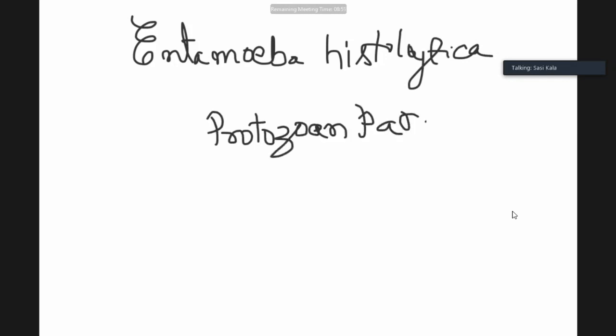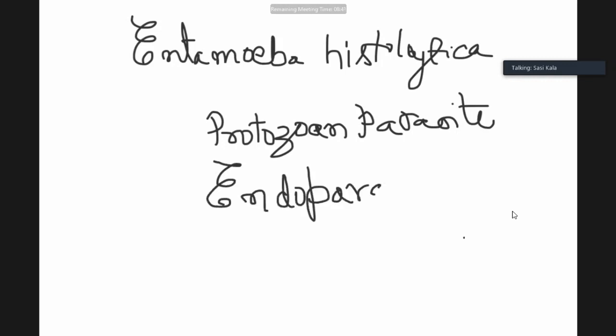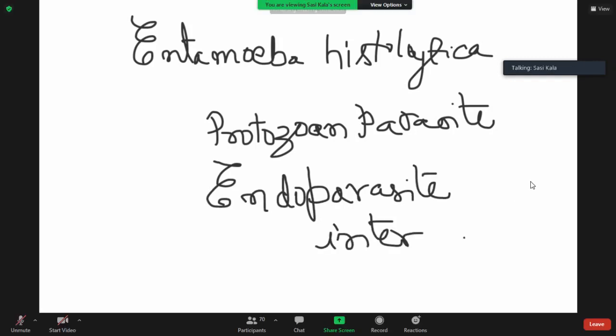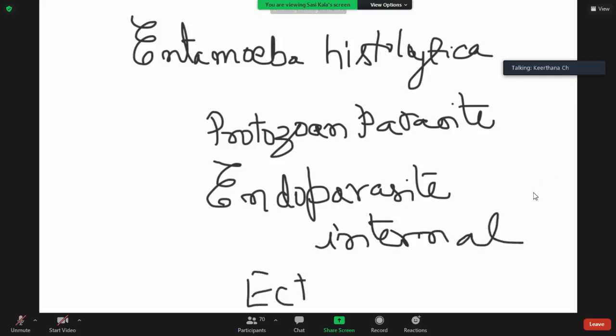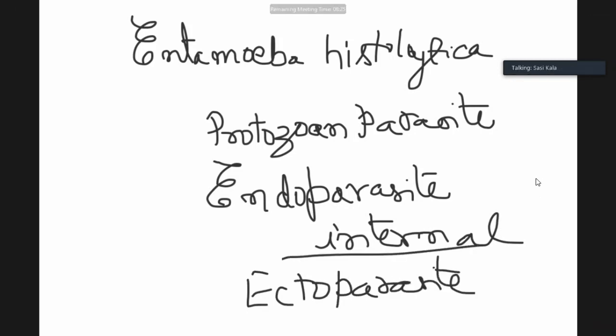Then it lives inside our body. A parasite living inside is an endoparasite. What is the opposite of this? Ectoparasite. Can you give an example? Head lice, an ectoparasite. Lice. Okay. Leeches. Anything else?